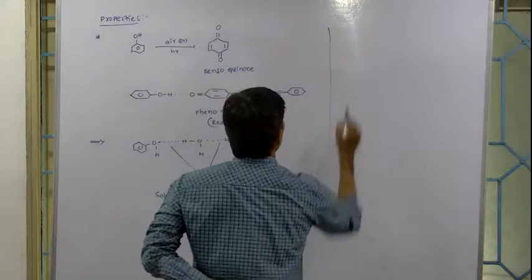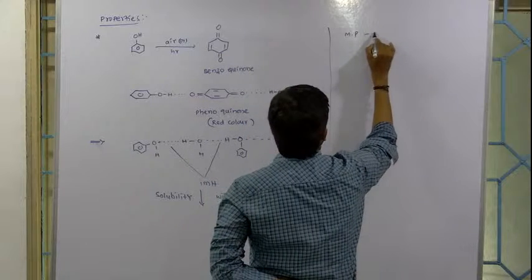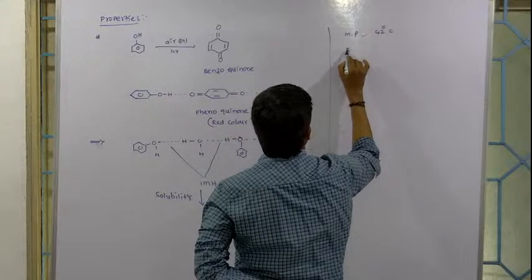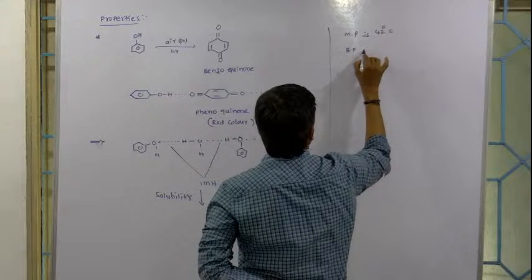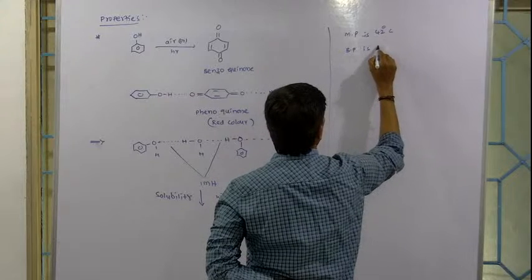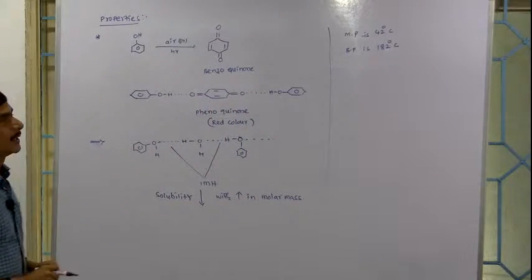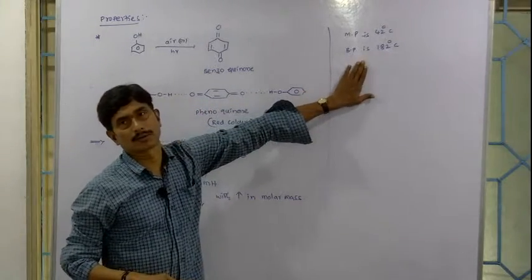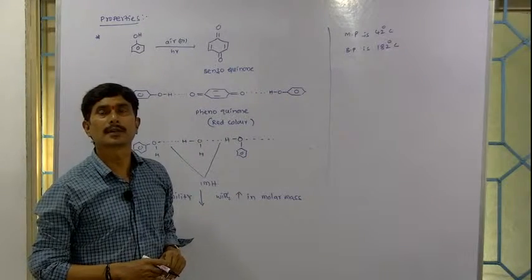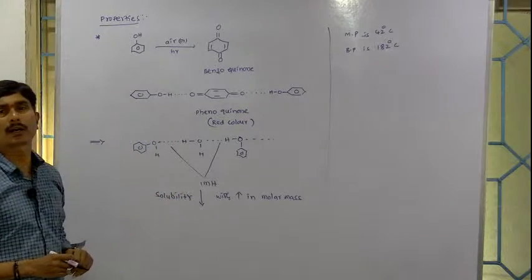Next, the melting point of this phenol, if it is in solid state, is 42 degrees centigrade. Boiling point is 182 degrees centigrade, that is 455 Kelvin. The boiling point of phenol is much more than haloarenes and ethers having equal molecular mass, again due to intermolecular hydrogen bond.